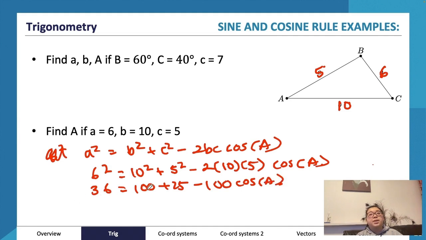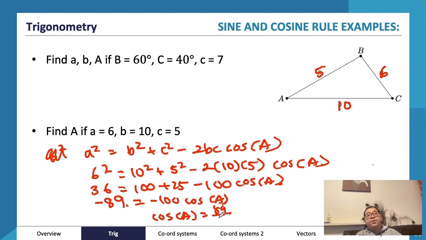So this is going to be negative 89. Yeah, negative 89, because when you put that across it's going to be 11, and then 100 across is going to be negative 89. Alternatively, you could do 36 minus 100, which would be negative 64, and then negative 64 minus 25 would have been negative 89 as well. So that's going to equal negative 100 cos a. So therefore your cos a will equal 89 over 100.